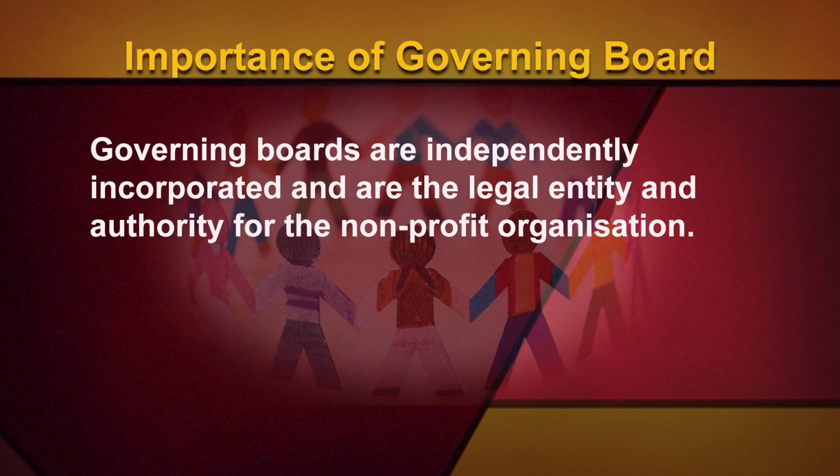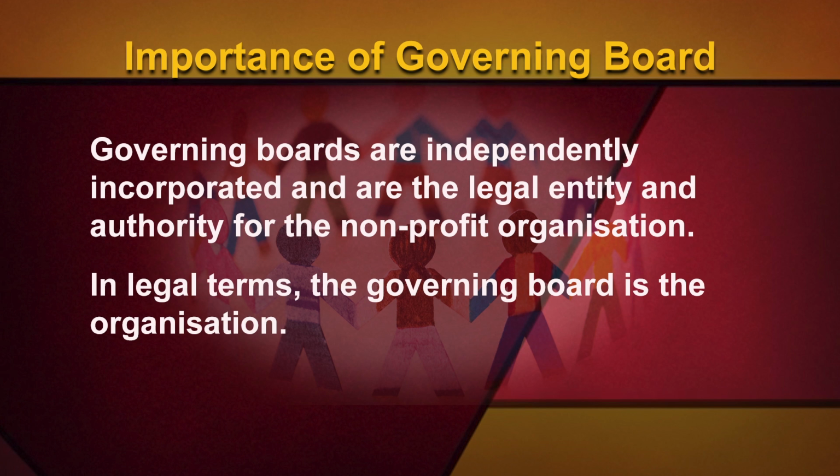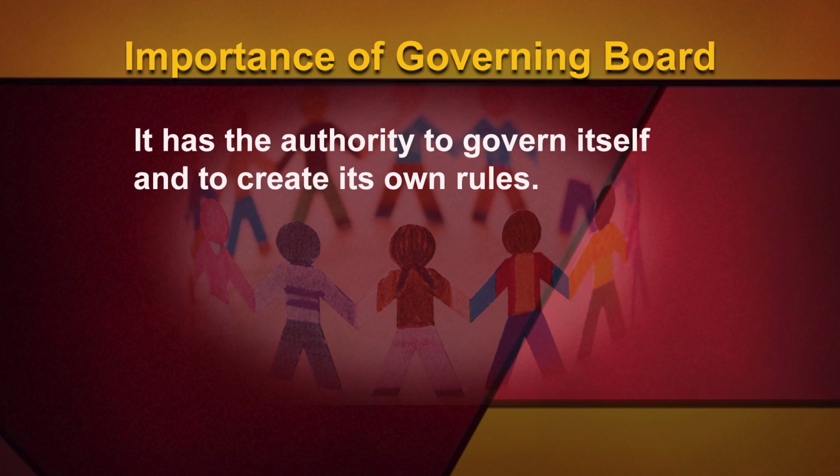The advisory board is only responsible for the mandate it receives from its parent body. Governing boards are independently incorporated and are the legal entity and authority for the non-profit organization. In legal terms, the governing board is the organization. It has the authority to govern itself and to create its own rules.